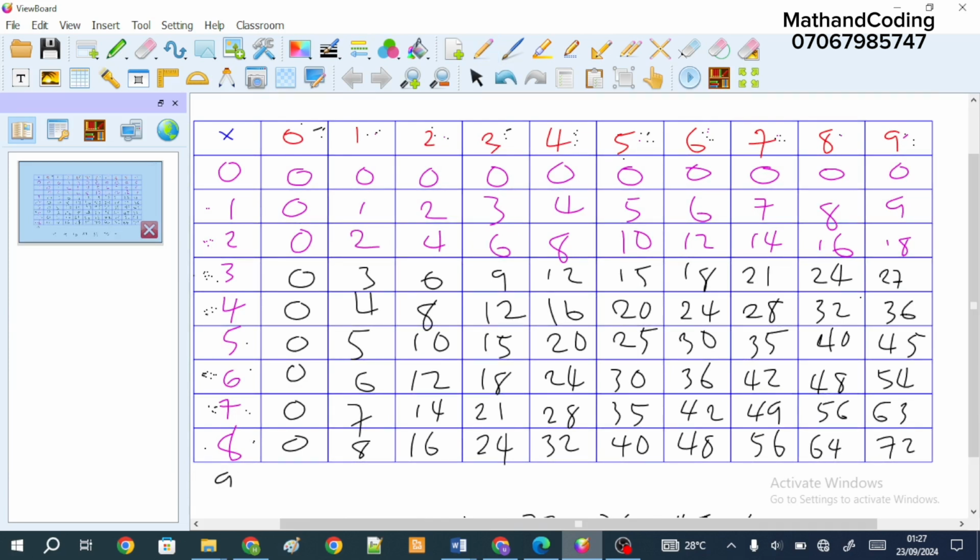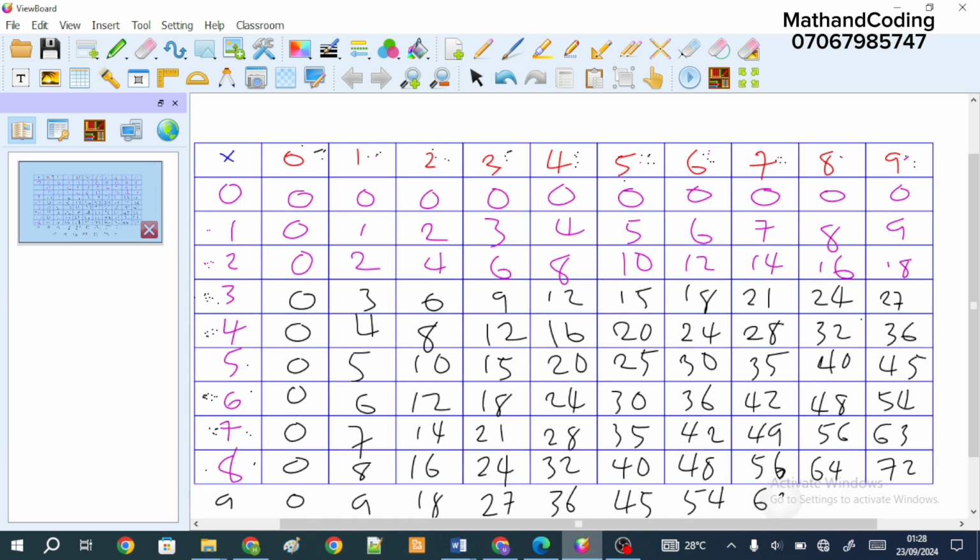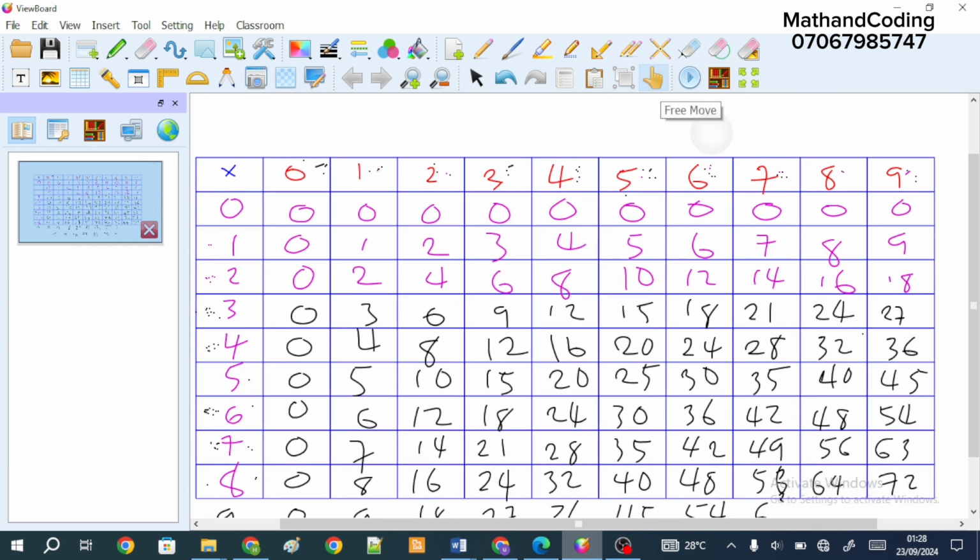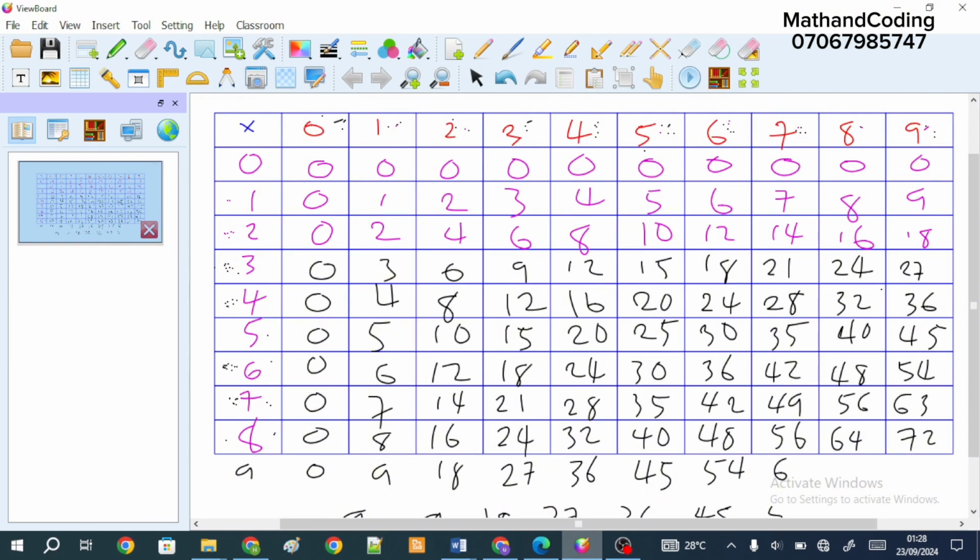9 times 0 is 0. 9 times 1 is 9. 9 times 2 is 18. 9 times 3 is 27. 9 times 4 is 36. 9 times 5 is 45. 9 times 6 is 54. 9 times 7 is 63. 9 times 8 is 72. 9 times 9 is 81.